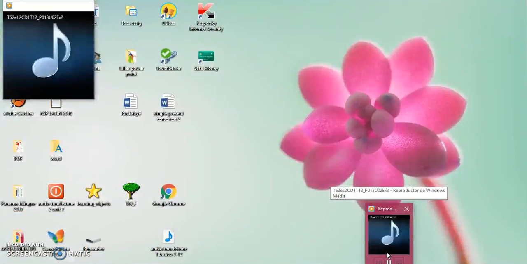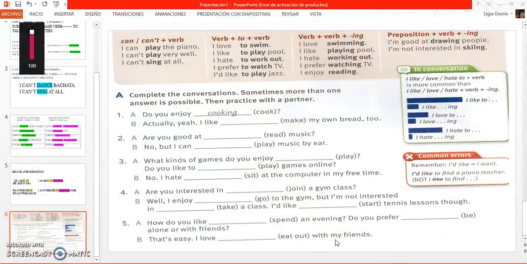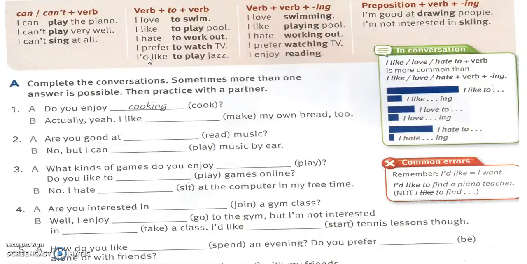Routine 2. Grammar. Verb forms. Can, can't, plus verb. I can play the piano. I can't play very well. I can't sing at all. Verb plus to plus verb. I love to swim. I like to play pool. I hate to work out. I prefer to watch TV. I'd like to play jazz.